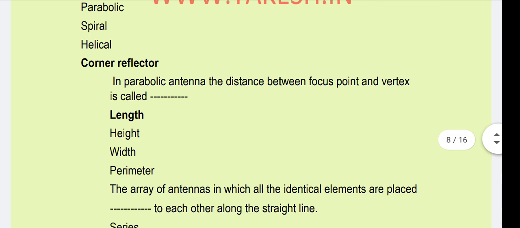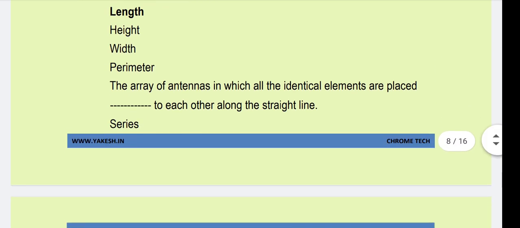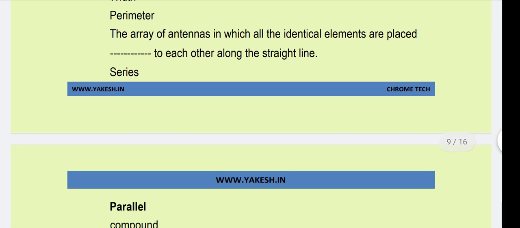In a parabolic antenna, the distance between focus point and vertex is called the dash length. The array of antenna in which all identical elements are placed dash to each other along a straight line. Parallel is the correct answer.